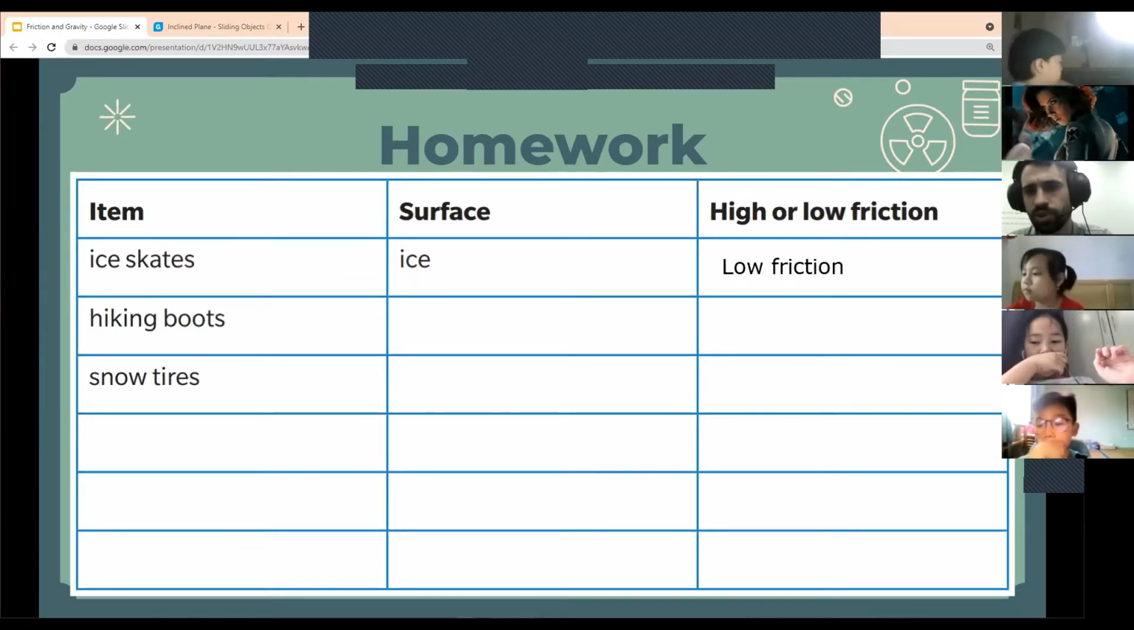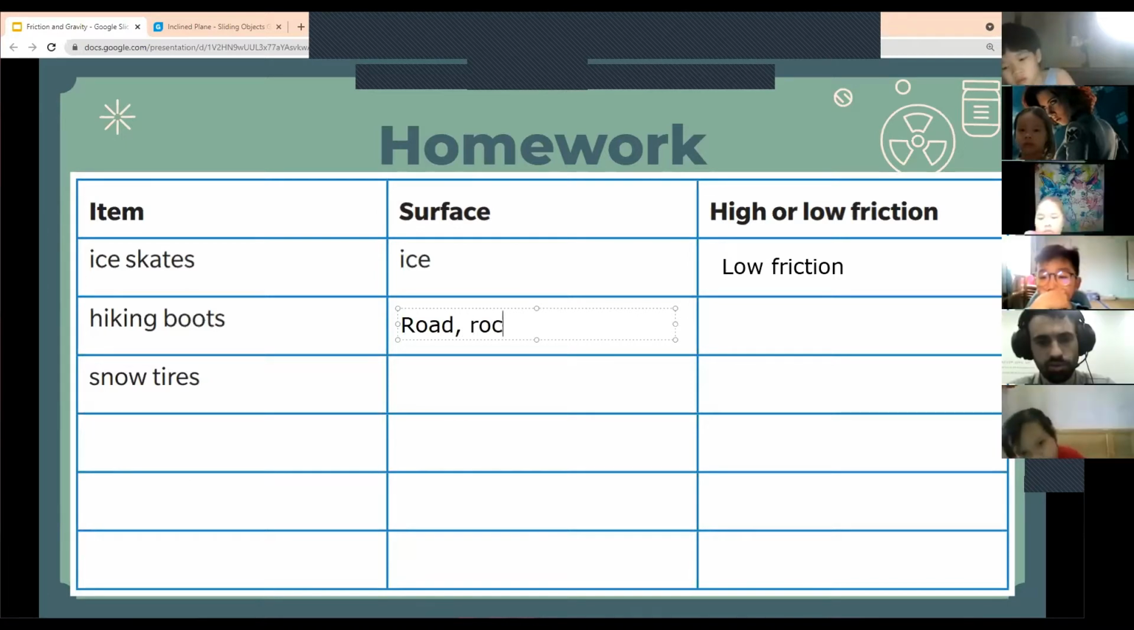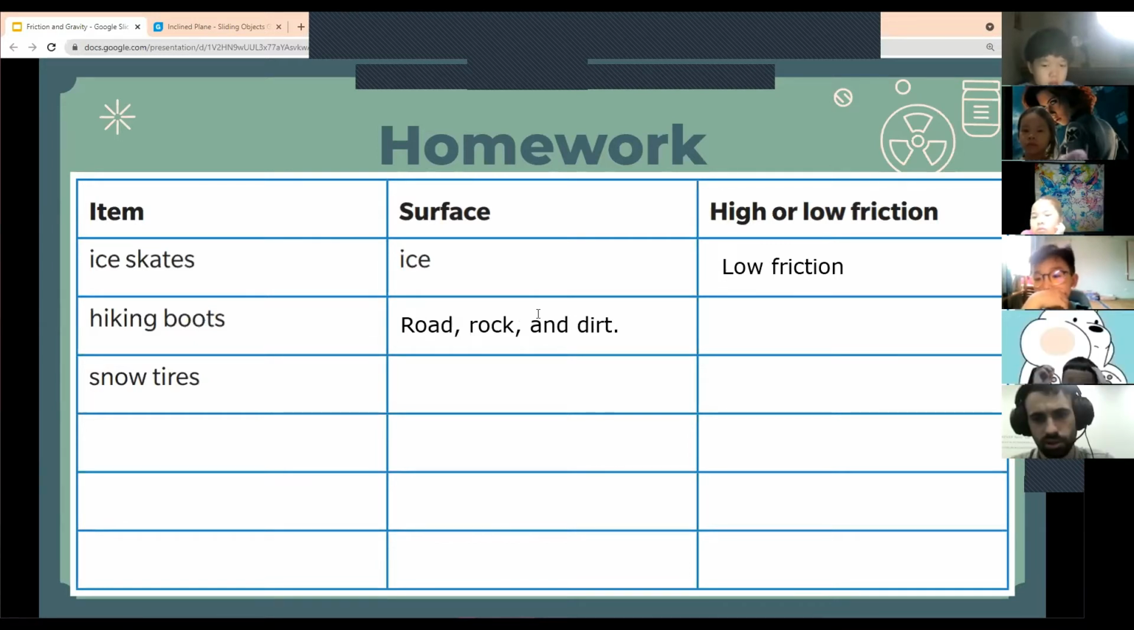And now we have hiking boots. What surface would we use hiking boots for? Sarah? For the road? Yes. Okay. Road, rock, dirt. I'll write a few. These are all places you can hike. Think about a mountain. And would you want low friction or high friction for this, Sarah? It is high friction. Very good.